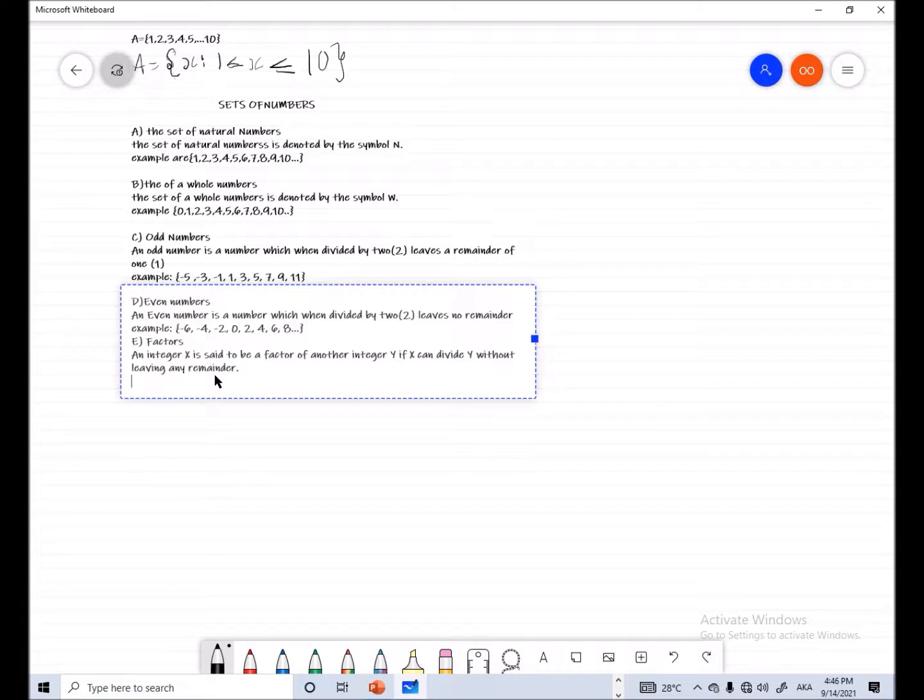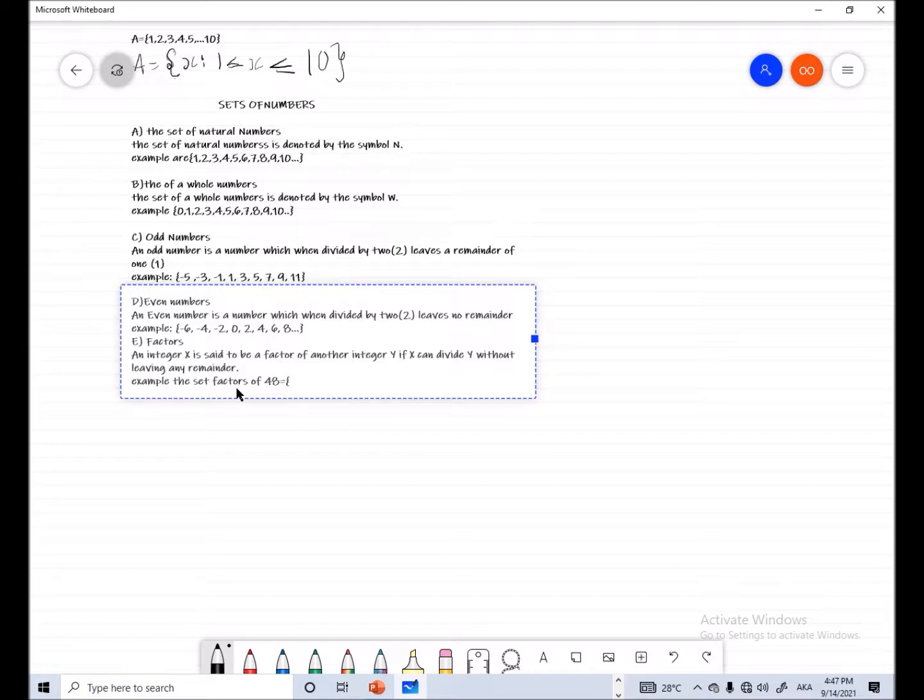So I hope it's clear. We can have a number x, and we look at other integers that can be divided into x with no remainder. Therefore, we can say those numbers are factors. Let's look at this example. Factors of, let's say, 48 will be equal to what?